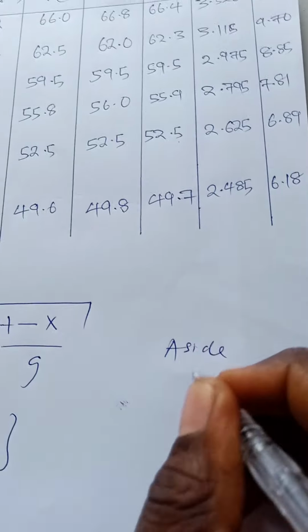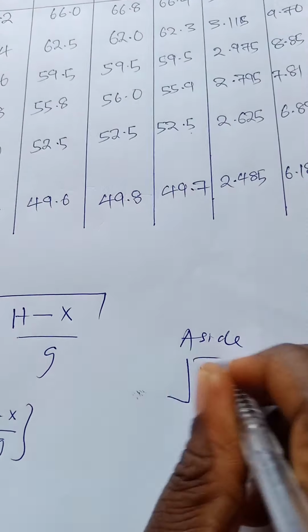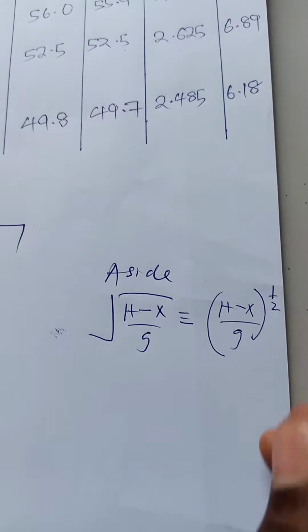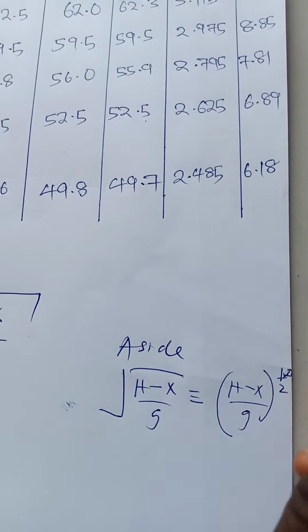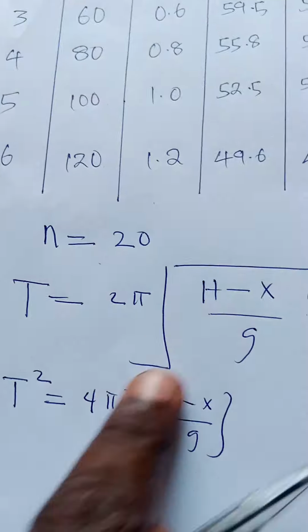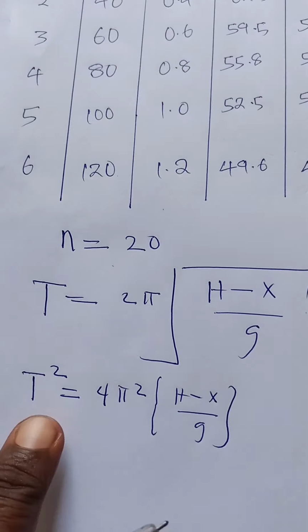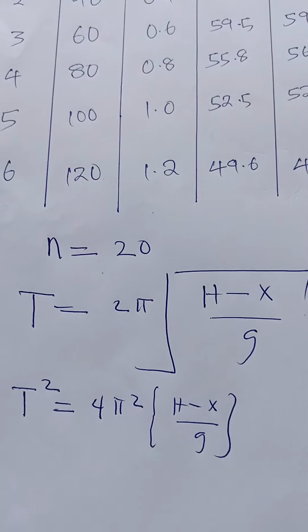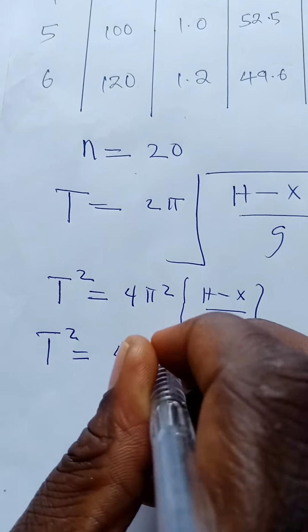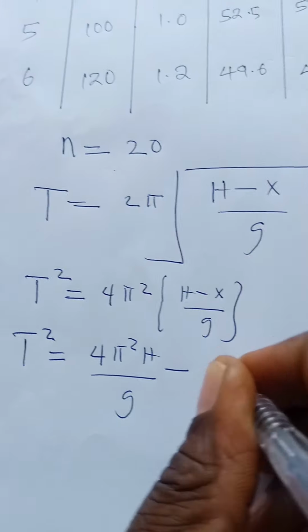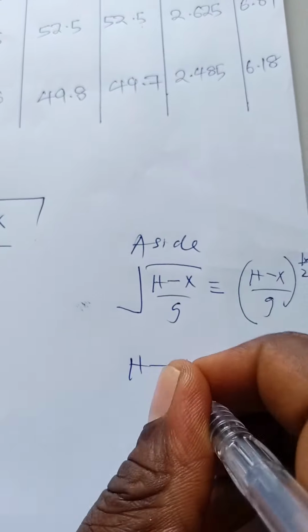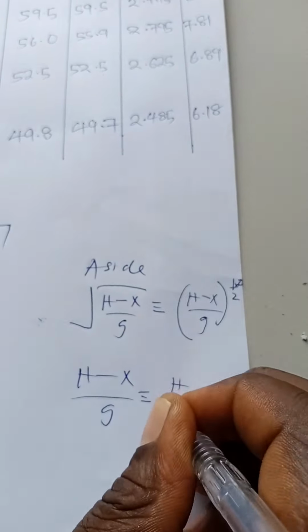Aside, I would like you to know that anything under the square root of (h − x) over g is the same thing as (h − x) over g all to the power of half. So when we multiply by 2 here, the 2 cancels out. And what we do here, all the parameters that are not under the square root will have 2 at their powers, and with these 2 at their powers, we arrived at this equation. Now, we have to open the bracket, whereby we have T squared is equal to 4π squared h over g minus 4π squared x over g, because simple algebra tells you that (h − x) over g is the same thing as h over g minus x over g.